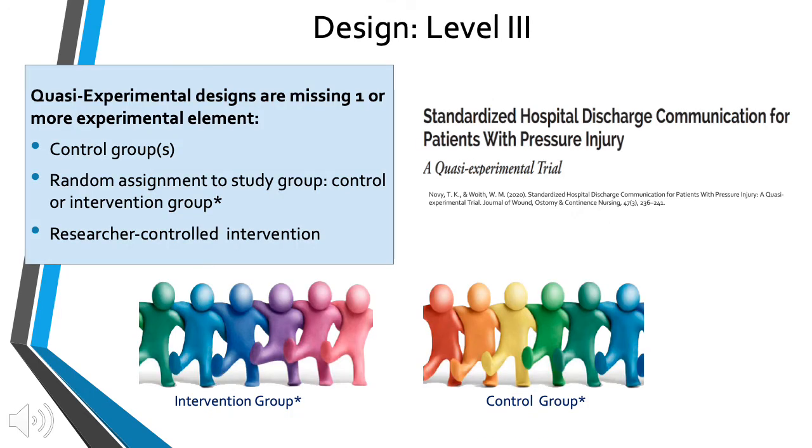A Level 3 study is also called quasi-experimental. This means it is like experimental but not identical. This design is prospective and examines cause and effect, but it is missing one of the three elements of an RCT. It's missing either a control group, random assignment to study group, or a researcher-controlled intervention. Most commonly, it's missing random assignment to study group.